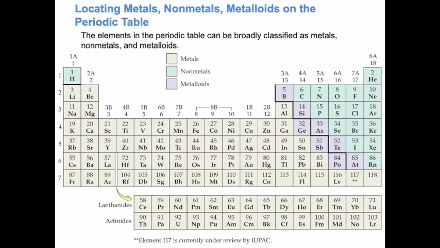So it's in a strange position on the table, where it seems like it should be a semi-metal or a metalloid, but it's not. But all the others that are touching that line are the purple ones. Those are the metalloids. They have some properties of metals, and they have some properties of nonmetals.